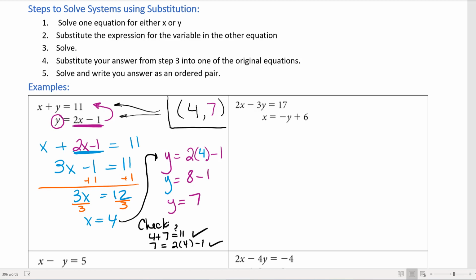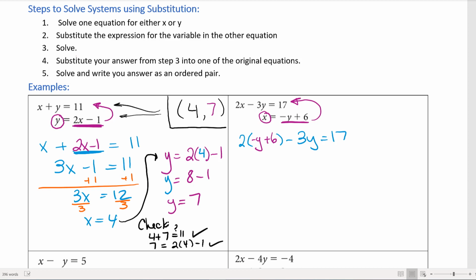Let's try this again. On this equation we have x already by itself. So step 1, solve one equation for either x or y. Check, step 1 is already done. So I'm going to take what this is equal to and plug it into the other equation. Now my other equation says 2x minus 3y equals 17. But instead of x, I'm going to come in and erase that x. And what can I put instead of x? Well, inside parentheses, because I'm taking 2 times the whole thing, so I need to use parentheses, negative y plus 6. 2 times what the x is equal to, minus 3y equals 17.